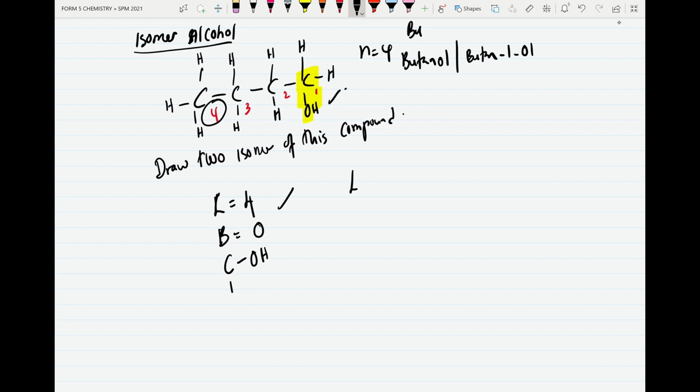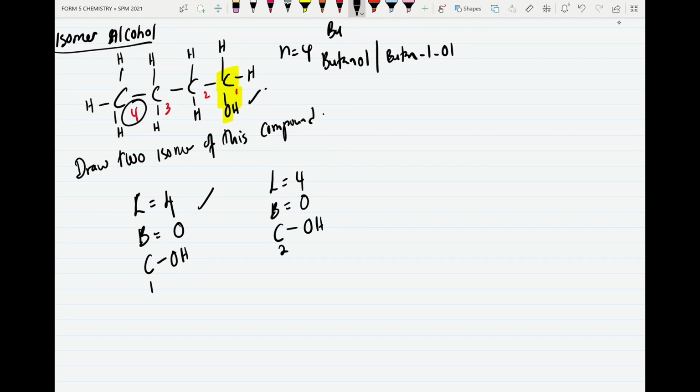So what I do is change the skeleton. Long chain 4, branch is 0, and the OH starts at carbon number 2. So I draw one isomer: 1, 2, 3, 4. The long chain is 4 with no branch, and the functional group starts at carbon number 2.